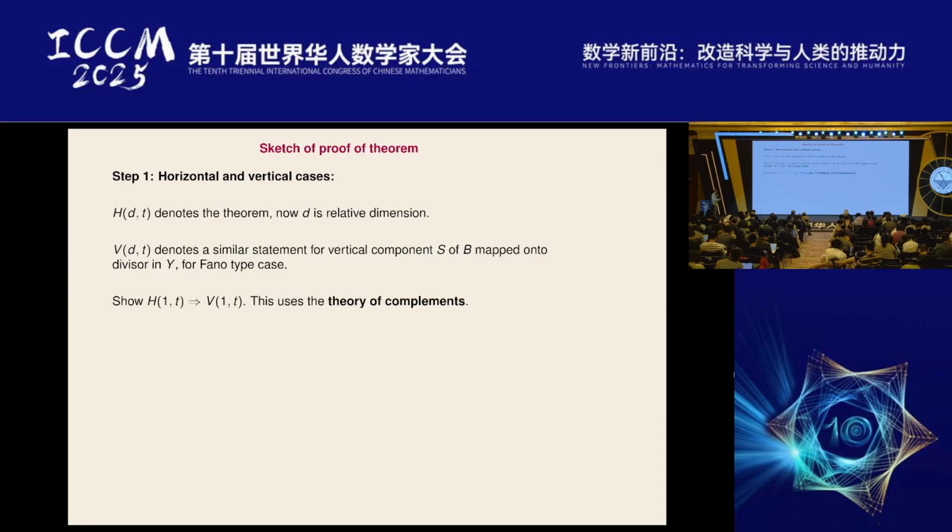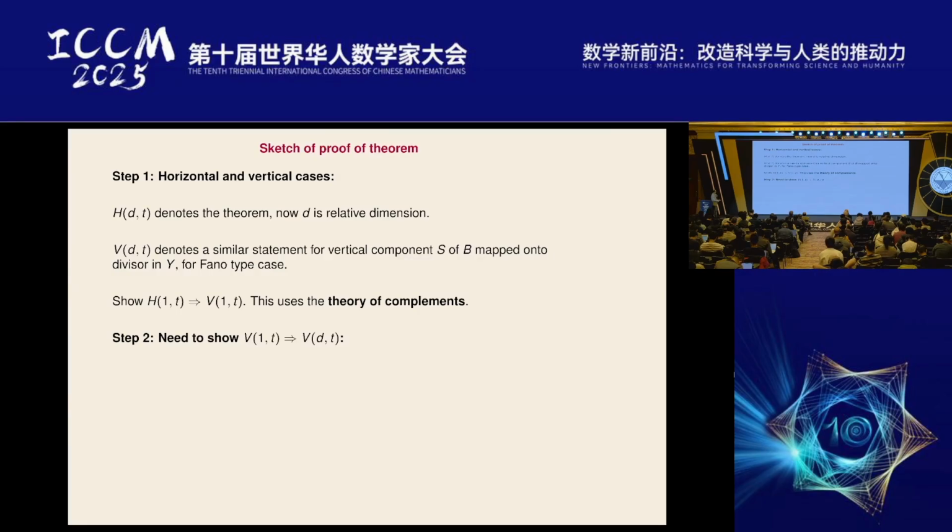But anyway, okay, so the first step is to show that the one-dimensional version in the horizontal case is more or less straightforward. And then the next step is to show that this implies the vertical case of relative dimension 1. And this already has to rely on the so-called theory of complements and some quite non-trivial results from this theory. So it's not straightforward even in the relative dimension 1 case. But let me ignore the details here and go to the next step.